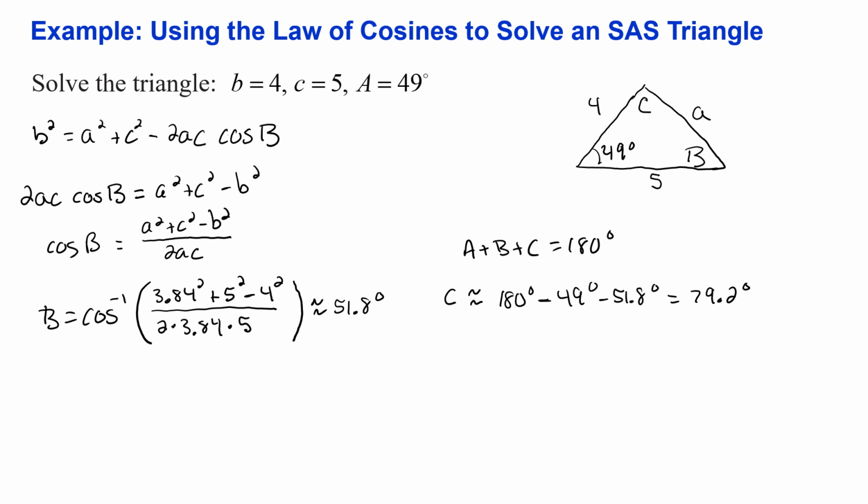Now, one last note is that we could have used the law of cosines to find angle C. However, that would be a much lengthier process compared to using the fact that the sum of the angles in any triangle is 180 degrees.